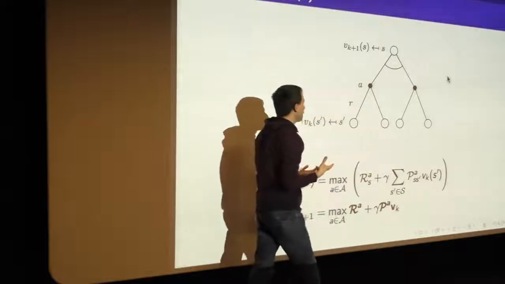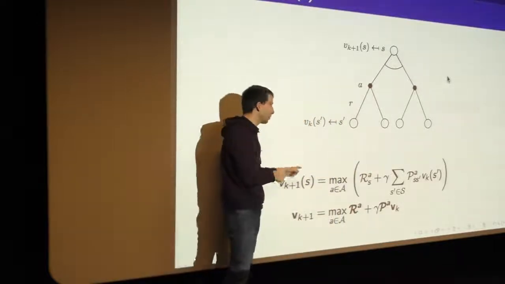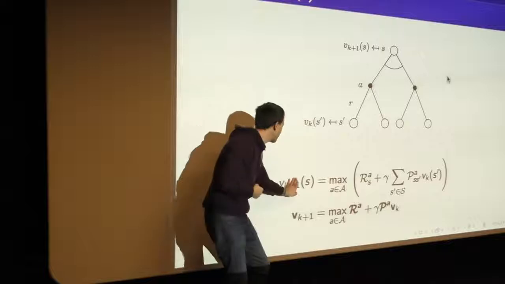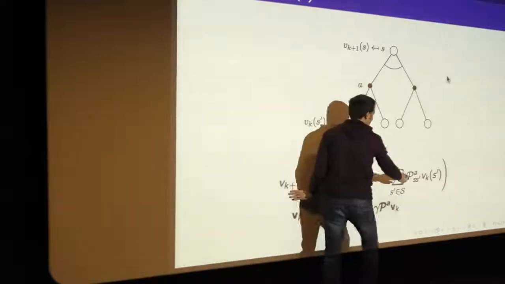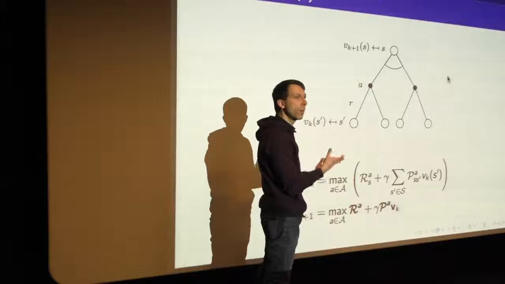So what we're doing here is taking our Bellman optimality equation and turning it into an iterative update. If we didn't have the iteration indices here, if this was just v being equal to v, this would be the Bellman optimality equation.